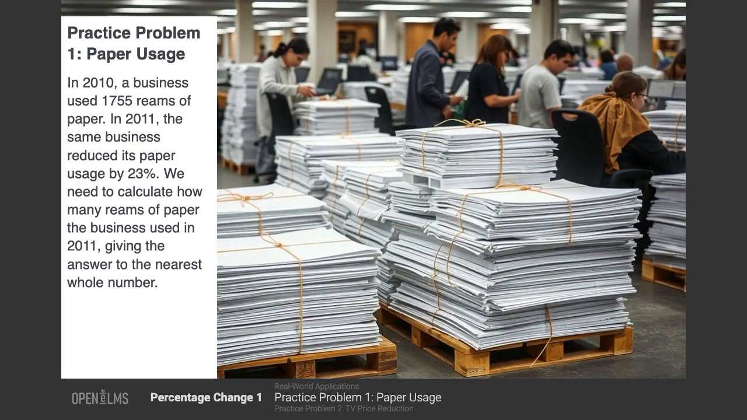Practice problem 1. Paper usage. In 2010, a business used 1,755 reams of paper. In 2011, the same business reduced its paper usage by 23%. We need to calculate how many reams of paper the business used in 2011, giving the answer to the nearest whole number.